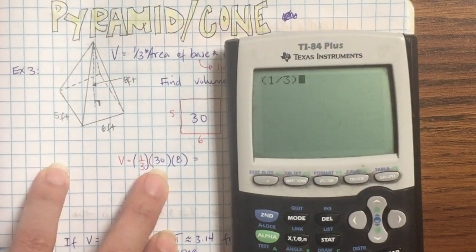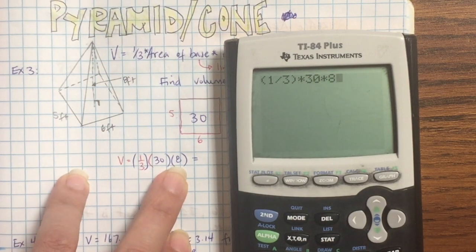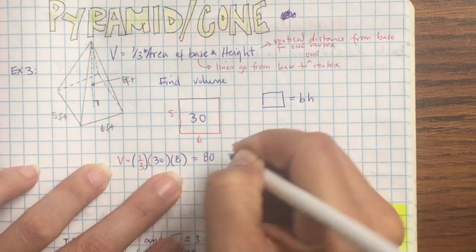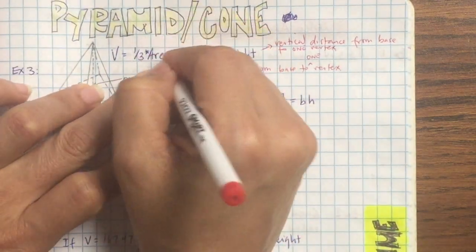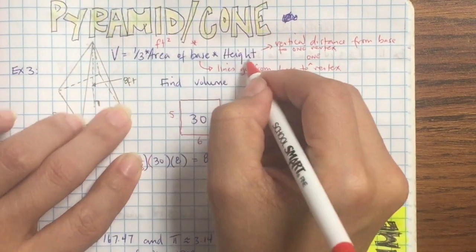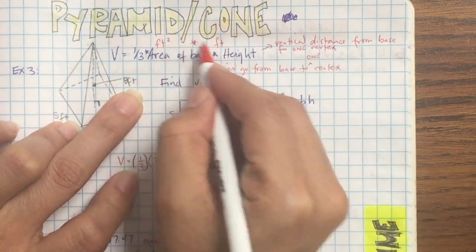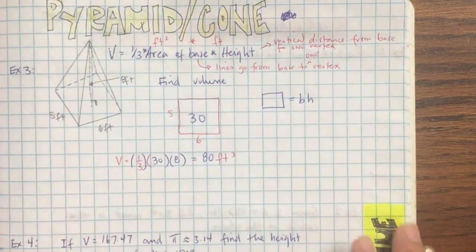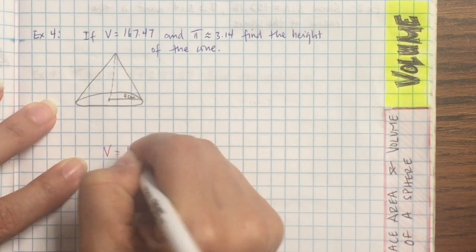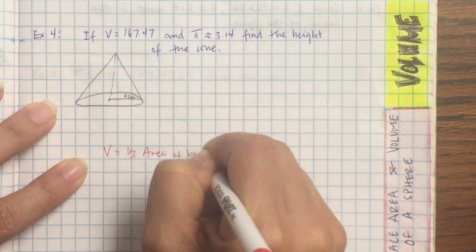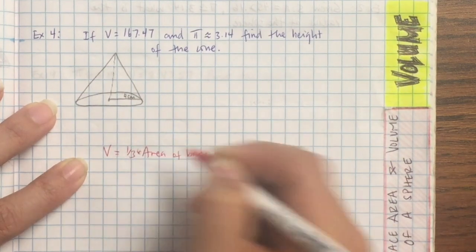And then go ahead and plug it in the calculator, but make sure you put parentheses around 1/3 so that you don't get a wrong answer. So 80, and then because the units for area are feet squared and you're multiplying times the height, which is feet, you'll have feet squared times feet, which is feet cubed. So units for volume are always cubed. So pyramid and cone are the same thing. The volume is still one third times the area of the base times the height.